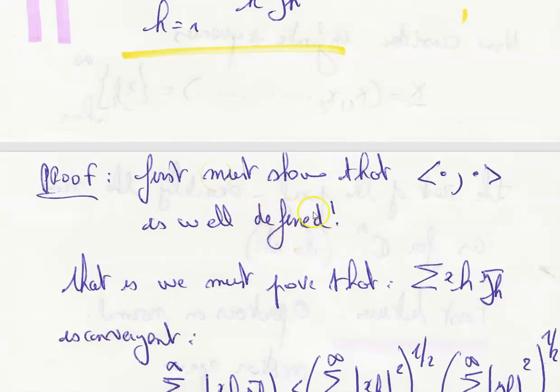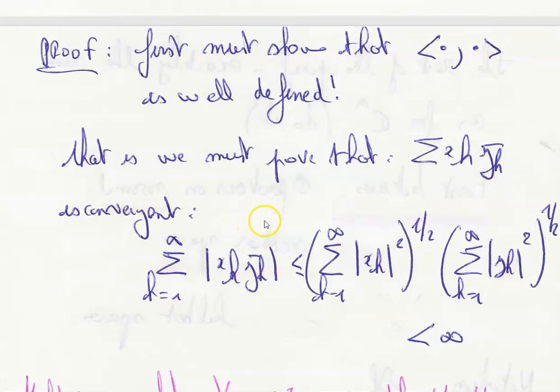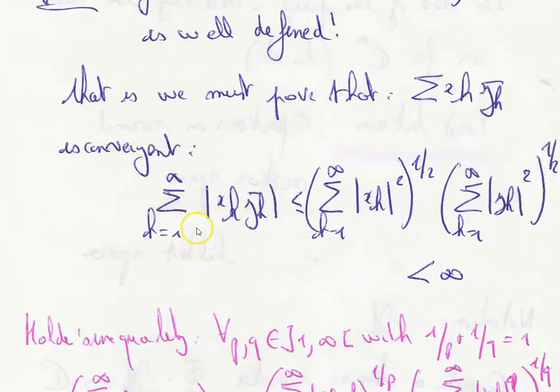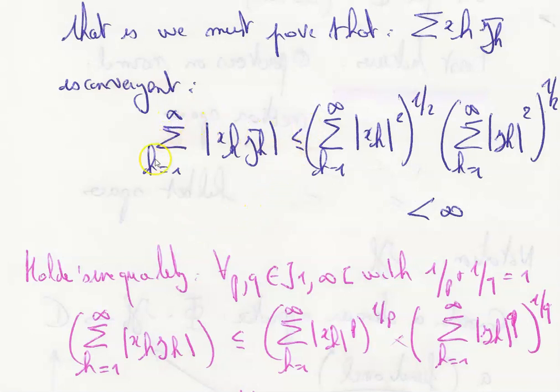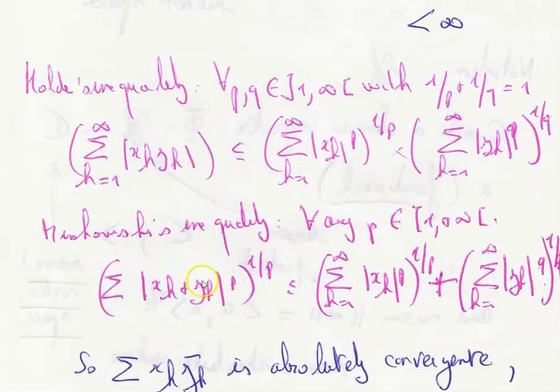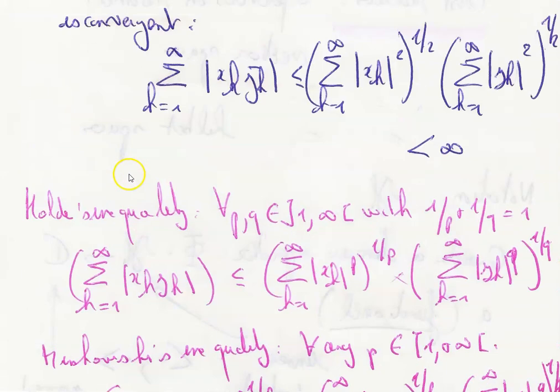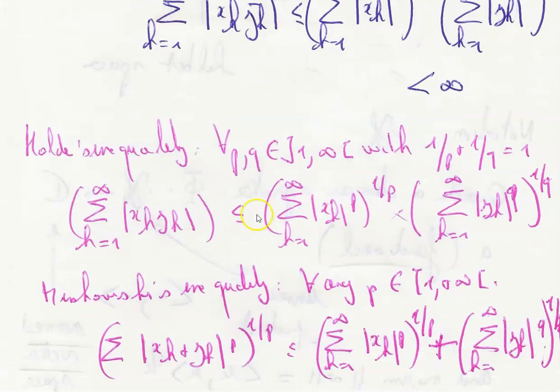We first must show that the inner product is well defined. That is, we must prove that the sum of xk times the complex conjugate of yk is convergent. So we have the inequality: the sum for k from 1 to infinity of the module of xk times the complex conjugate of yk is less than the product of two infinite sums. The first one is the sum for k from 1 to infinity of the module of xk squared, to the power 1/2, and the second one is the sum for k from 1 to infinity of the module of yk squared, to the power 1/2, which is less than infinity. So this is known as the Holder inequality, okay, for p and q equal 2.